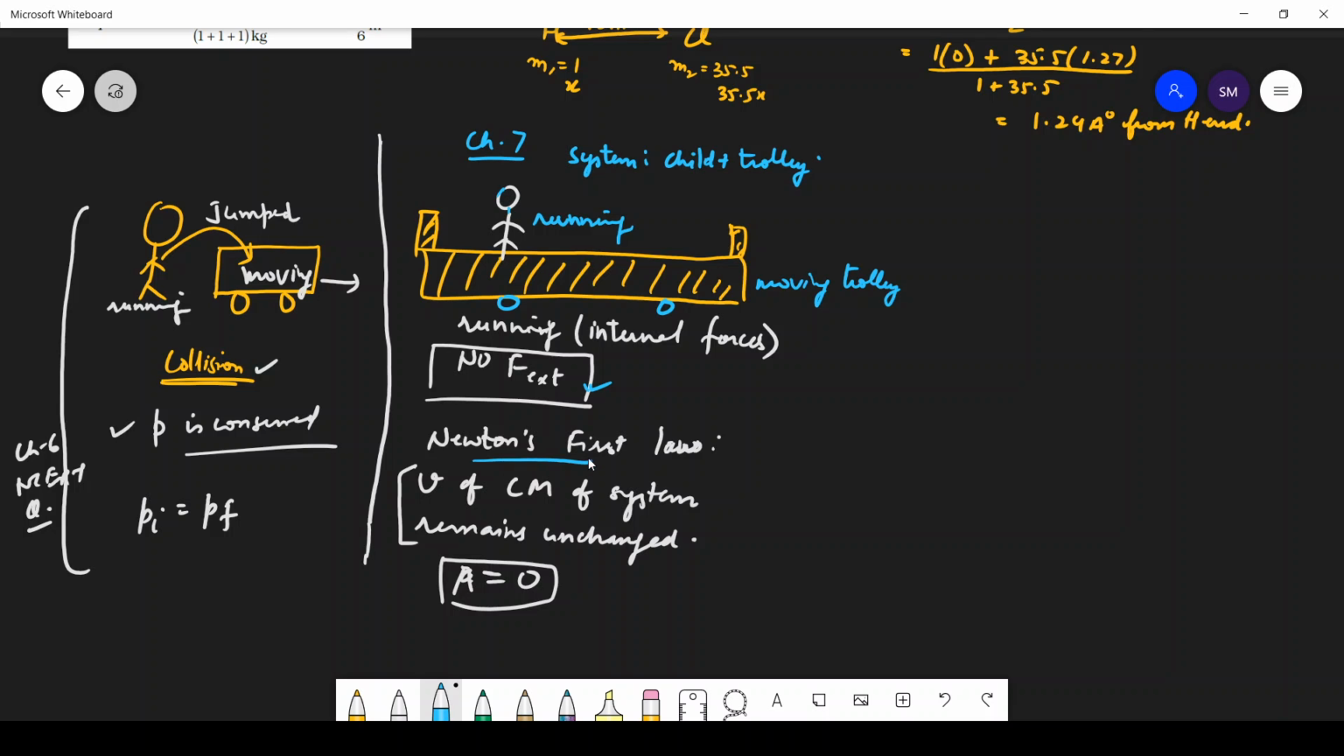So as there is no external force applied on the system, the acceleration of the center of mass will be 0. You know that according to the second law, F external is equal to m into a, mass into acceleration. So if F external is 0, acceleration is 0, and the velocity of the center of mass of the system will remain unchanged. Is it clear?